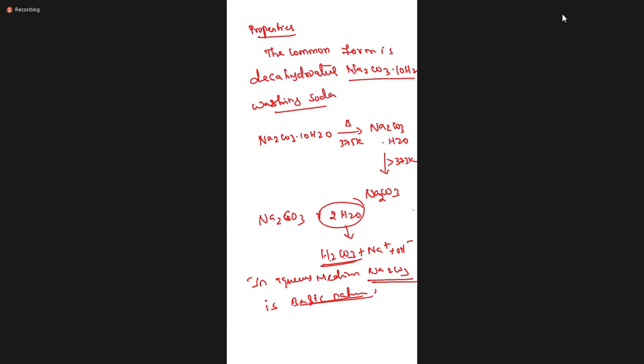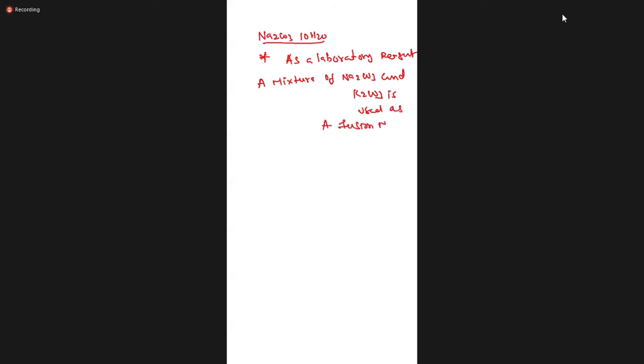Done, sir. Next I'm going to the uses of sodium carbonate decahydrate. Everyone completed? Yes, sir. What are the uses? One, it is used as a laboratory agent. A mixture of Na2CO3 and K2CO3 is used as a fusion mixture.